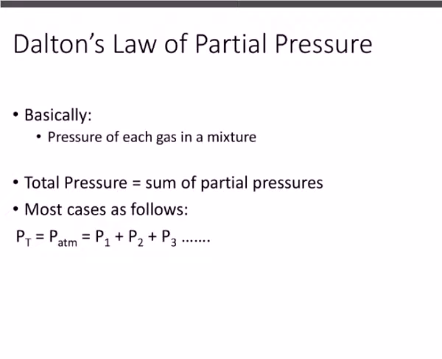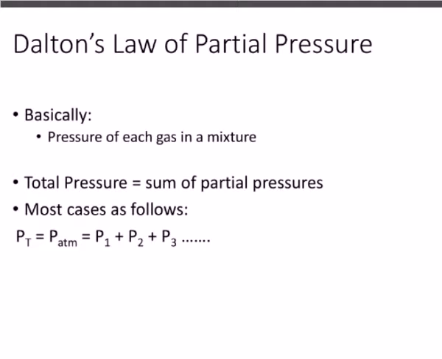Guys, Dalton's law of partial pressure is pretty simple. Basically, it's just the pressure of each gas in a mixture. So you've got a mixture of gases like in this room right now. Each gas has its own pressure that adds up to the entire atmospheric pressure. Nitrogen would have a pressure, carbon dioxide, water vapor, oxygen would, and they all make up the total pressure in this room. So it's the sum of all the partial pressures.